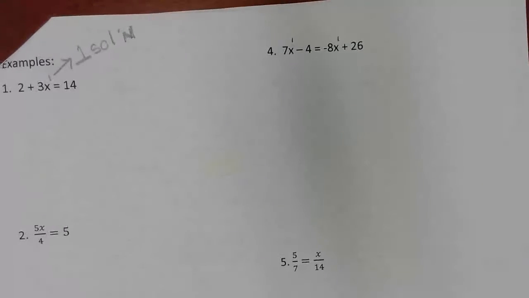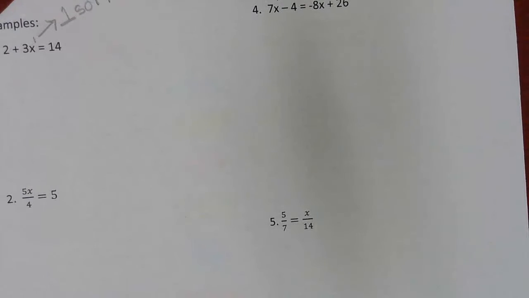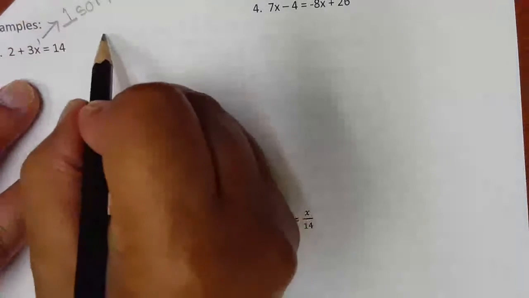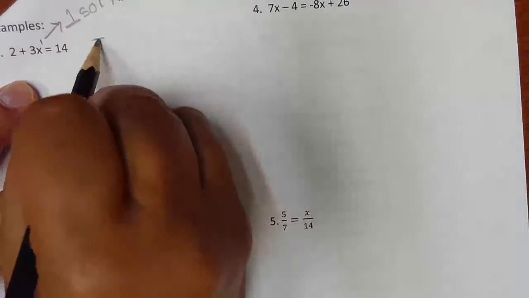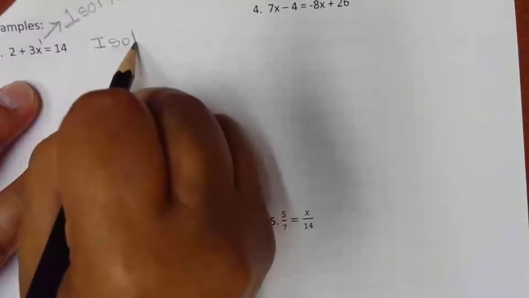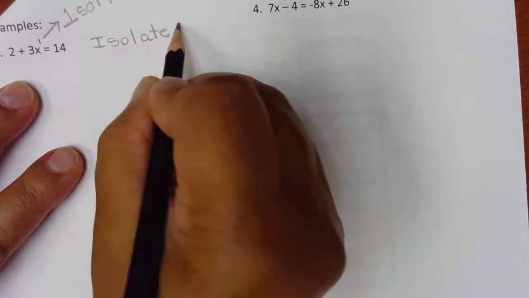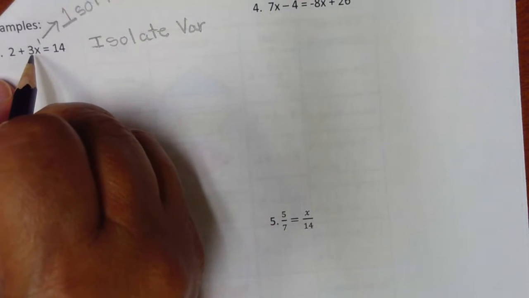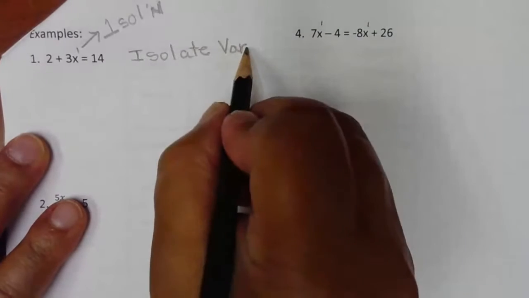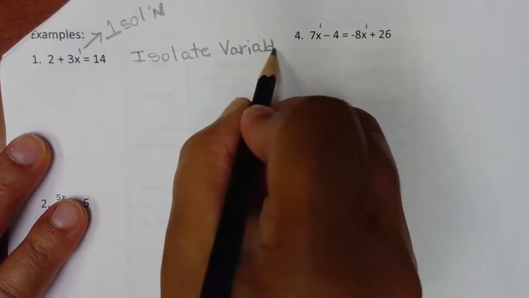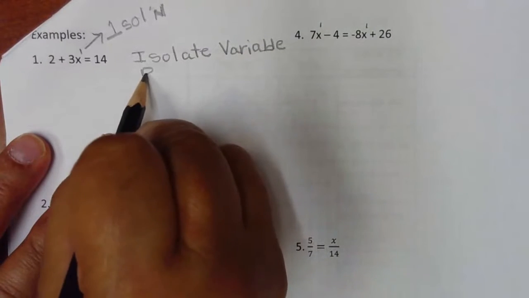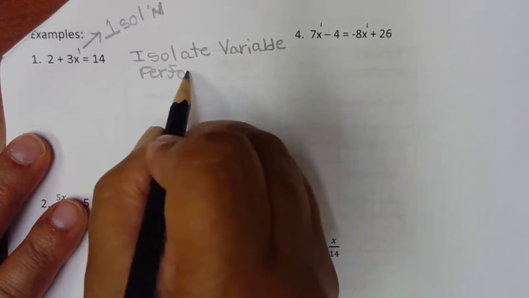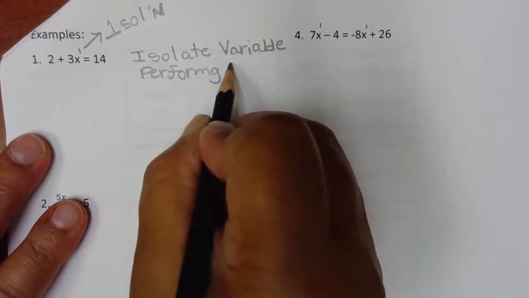Okay, so let's start with this one. This is the easiest one. And again, in general, you got to know where you're headed when you solve an equation. The whole idea when you solve an equation is to isolate the variable. There should only be a variable in one place, and if there isn't, you're going to collect like terms together. Okay, so you're going to isolate the variable, and the way you're going to do that is by performing inverse operations.